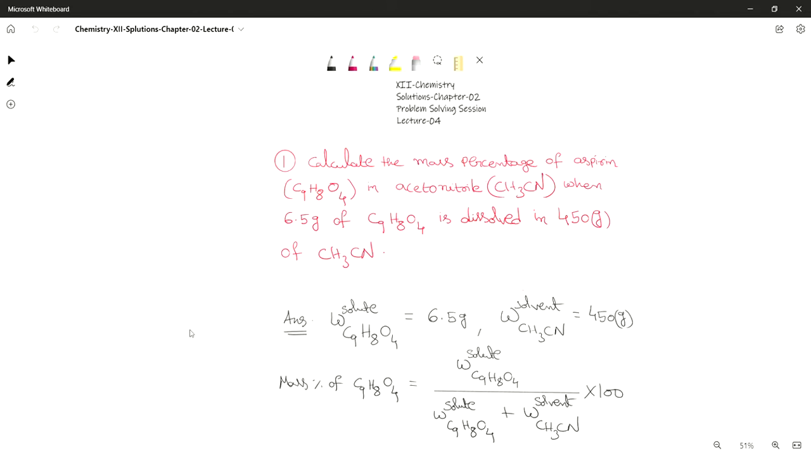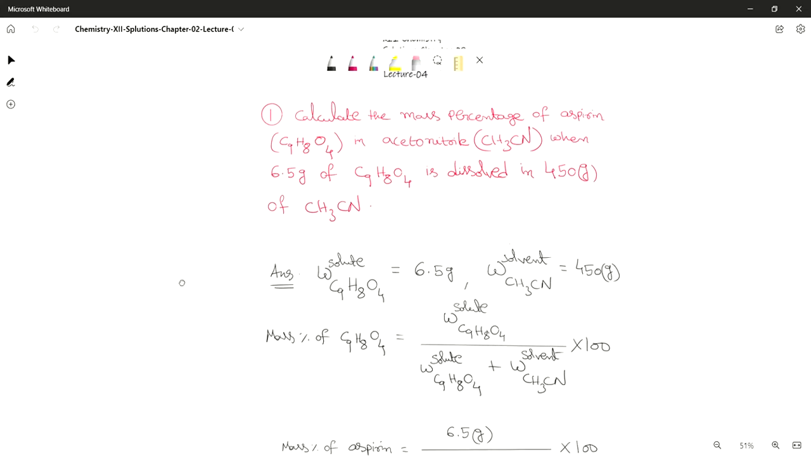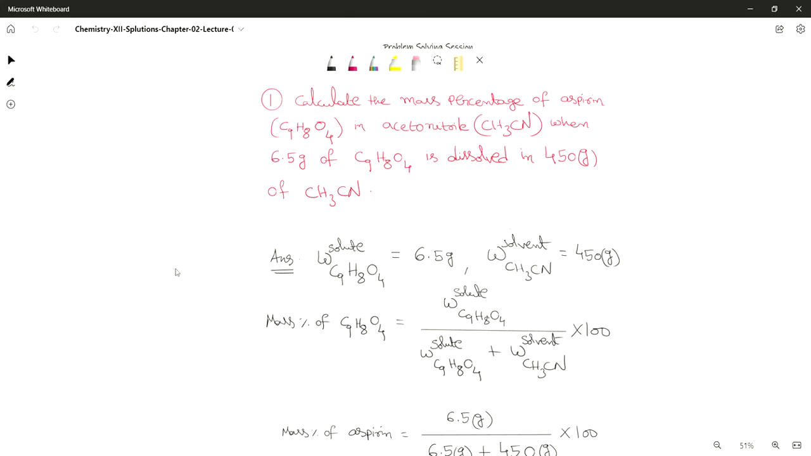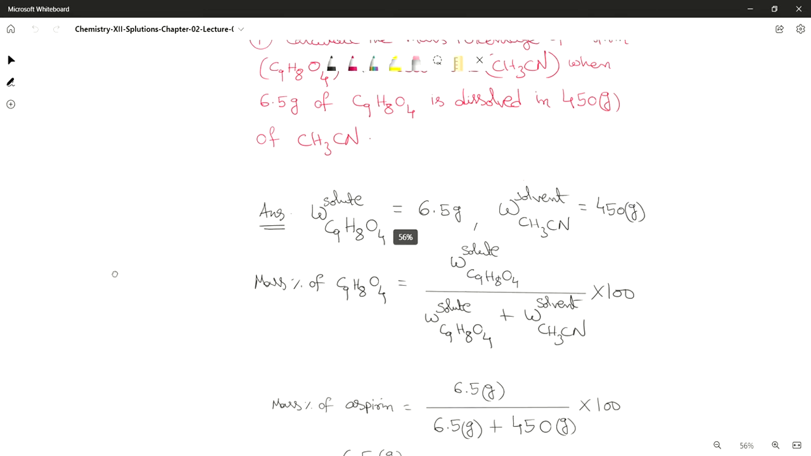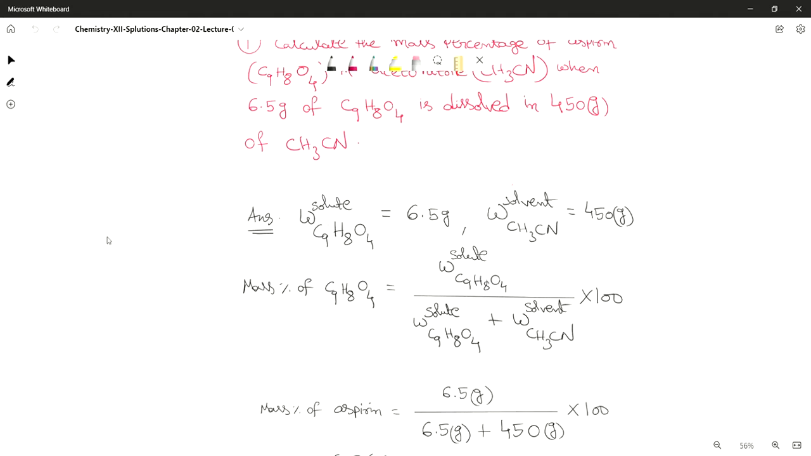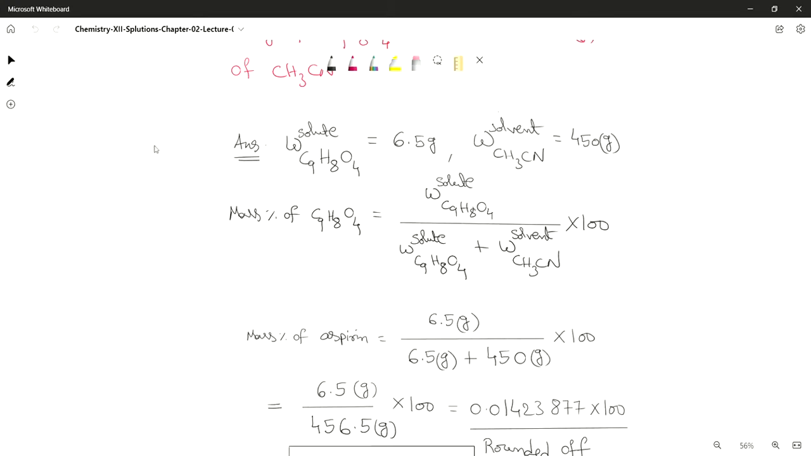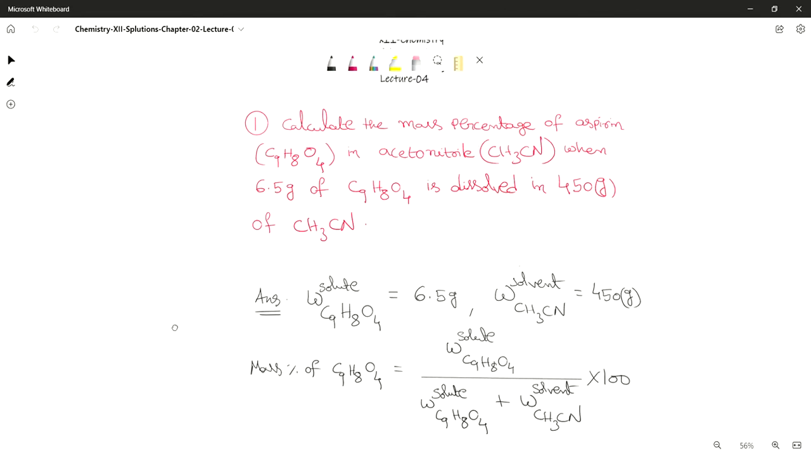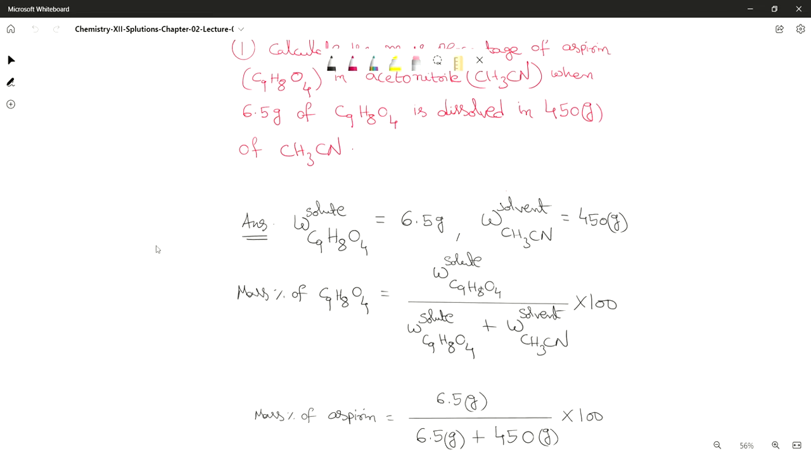Now let me run through the problems I have written over here. Calculate the mass percentage of aspirin, C9H8O4, in acetonitrile, which is CH3CN, when 6.5 grams of C9H8O4 is dissolved in 450 grams of CH3CN. CH3CN is nothing but acetonitrile. What is the weight of solute? That is 6.5 grams, and that's what is given over here.